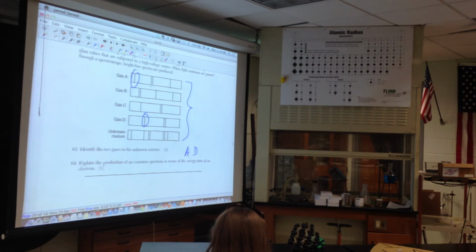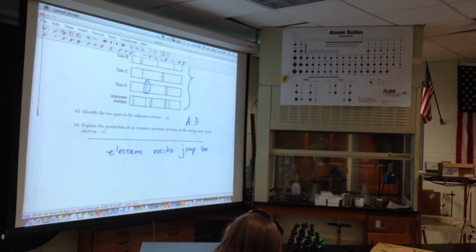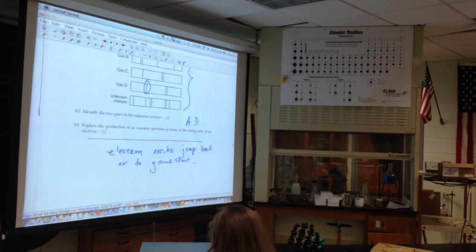Okay? Explain the production. I love this question. It's on almost every Regents. Explain the production of the emission spectrum. My friends in chemistry, electrons that are what? Excited. Jump what? Back, closer to the nucleus, or you could say to the ground state, and give off light. Oh, you can stop there. Electrons that jump back toward the nucleus, right?